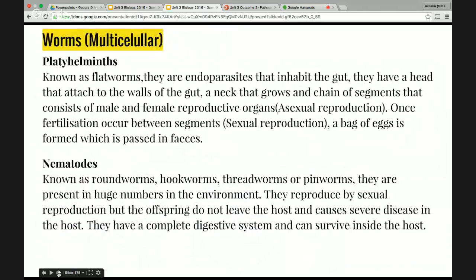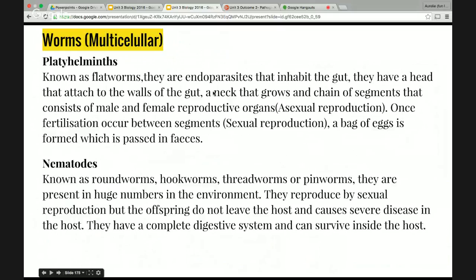Then we have worms. So our worms are multicellular. So it's not just one cell, it's a lot of different specialized cells. You've got two different worms, platyhelminths. So those are known as flatworms. They are endoparasites, which means that they complete their life cycle inside the host, and they basically live in the gut. They have a head that attaches to the walls of the gut.